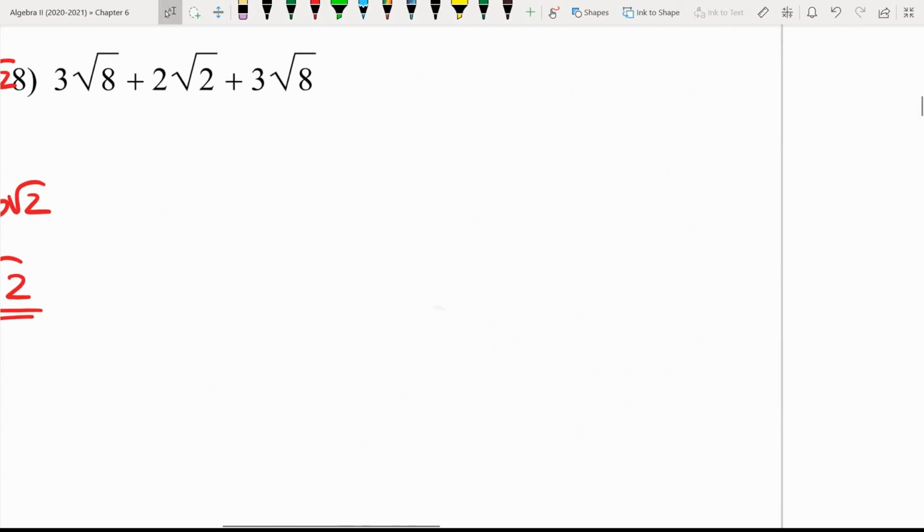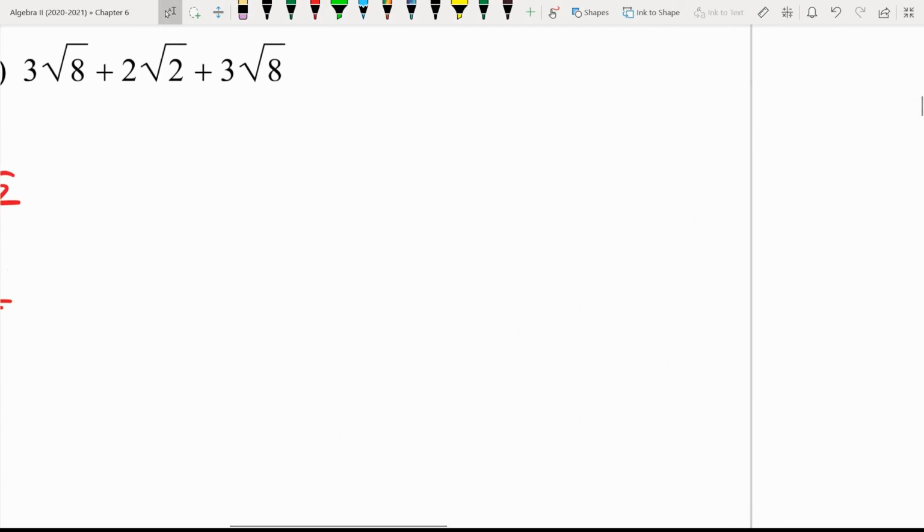This is number 8. So we got 3 square root of 8, and then I got another square root of 8 over here. So there's two ways of doing this. If you want to put those square roots of 8 together first and write this as 3 plus 3, so that's going to be 6 square root of 8 plus 2 square root of 2.